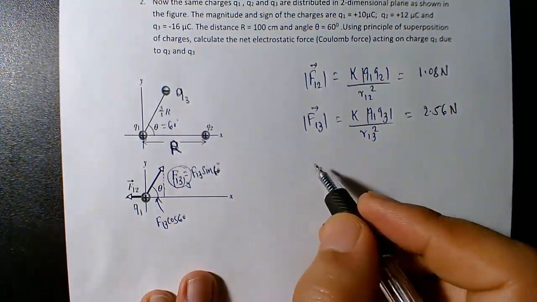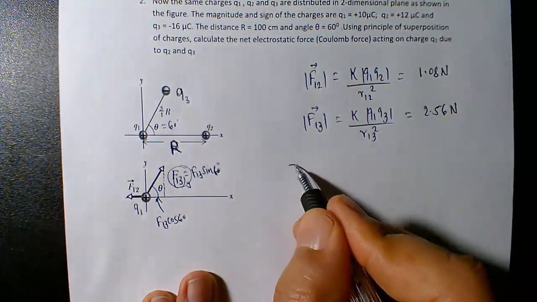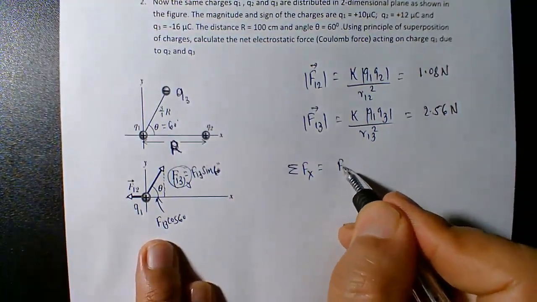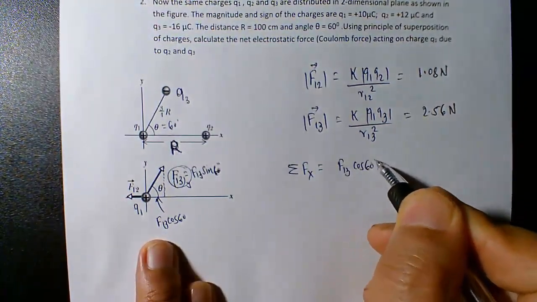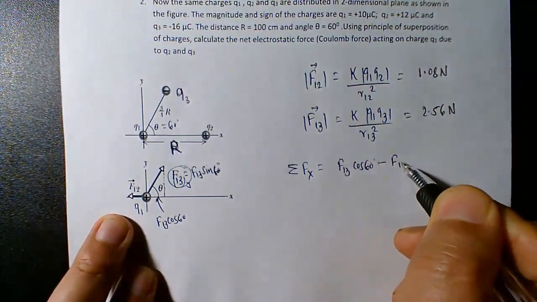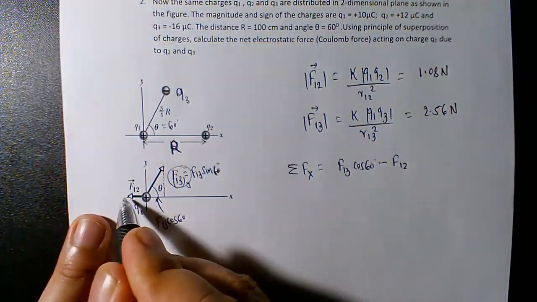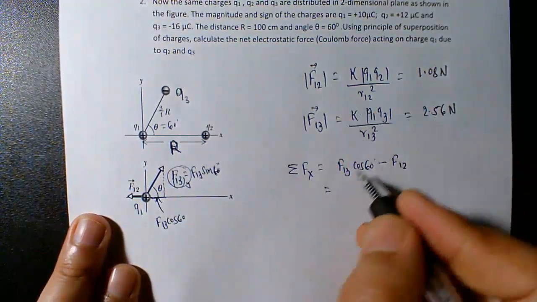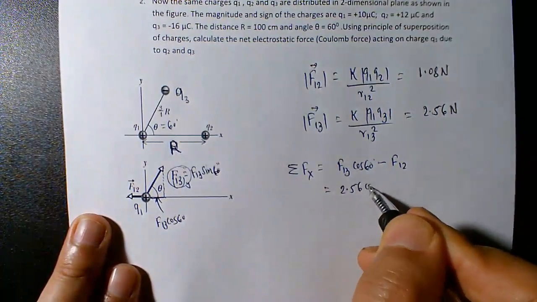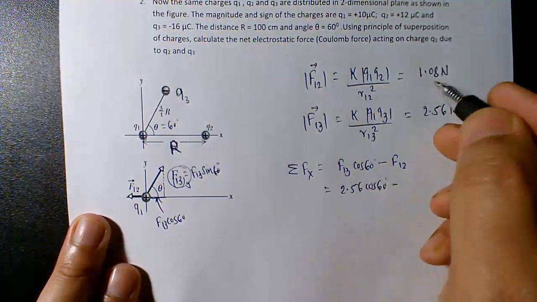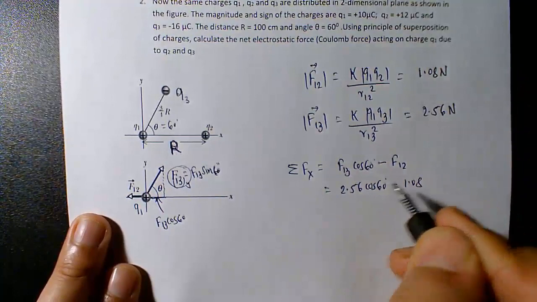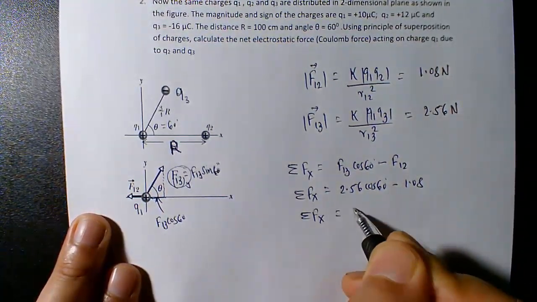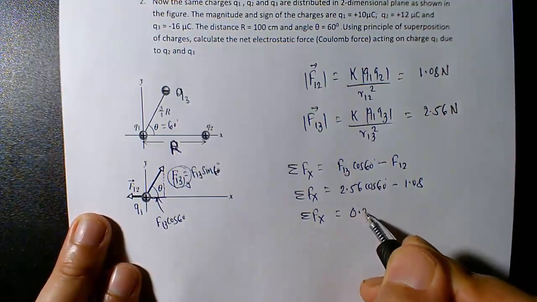So what's the vector rule? The vector rule says first you have to find the net force in x direction, which is F13 cos 60 degree minus F12. Why? Because this is acting in the opposite direction to this x component, right? So put the values. F13 magnitude is 2.56 cos of 60 degree minus F12, which is 1.08. So the sum of the x component of the force is, you do that, 0.2 newtons.